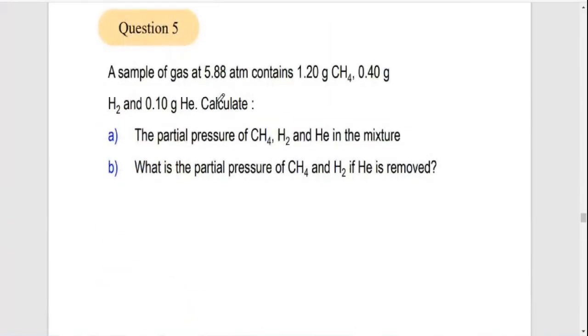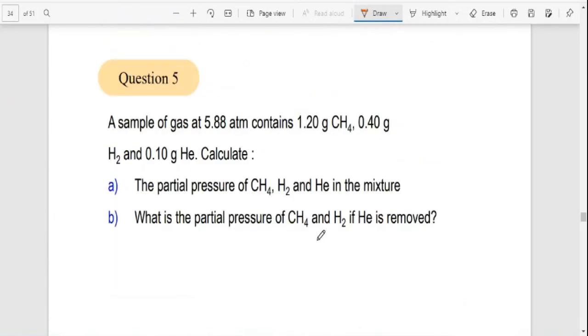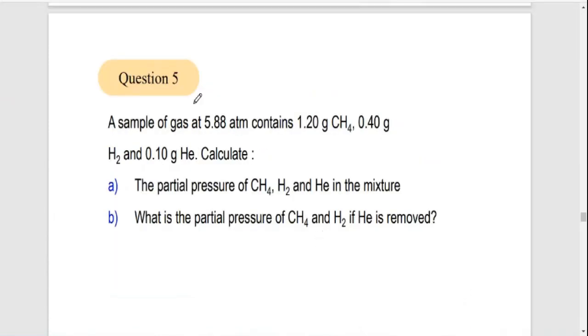Okay, so if we check this question, question 5. Based on this example, 5.88 is considered as P total. Gas methane, gas hydrogen, gas helium. So now the question asks about the partial pressure of each of the gases. Just I know this is P total. So meaning that I need to find the mole of CH4, the mole of hydrogen, the mole of helium.